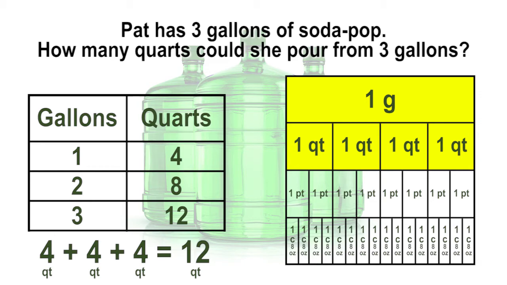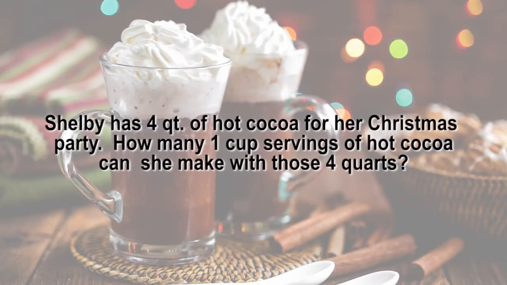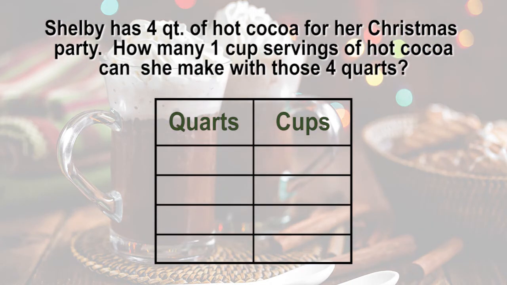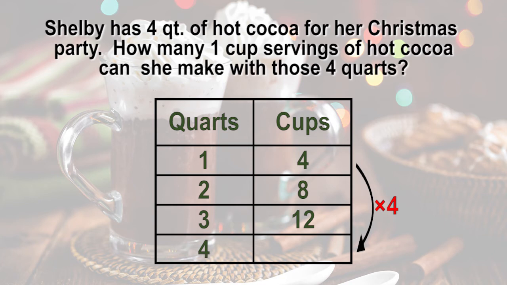Let's try another problem to develop the conversion technique from a larger unit of measure to a smaller one. Shelby has 4 quarts of hot cocoa for her Christmas party. How many 1-cup servings of hot cocoa can she make with those 4 quarts? Let's create a 2-column table to solve this conversion. We know that there are 4 cups to 1 quart. To find 2 quarts, we double the number of cups, or multiply by 2, or by the number of quarts. For 3 quarts, we multiply the 4 cups that are in 1 quart by 3 for 3 quarts. So for 4 quarts, we have 4 sets of 4 cups, equaling 16 cups.